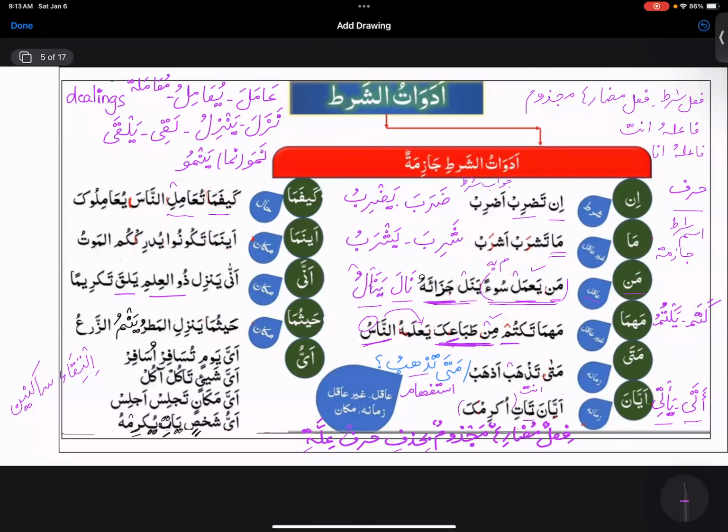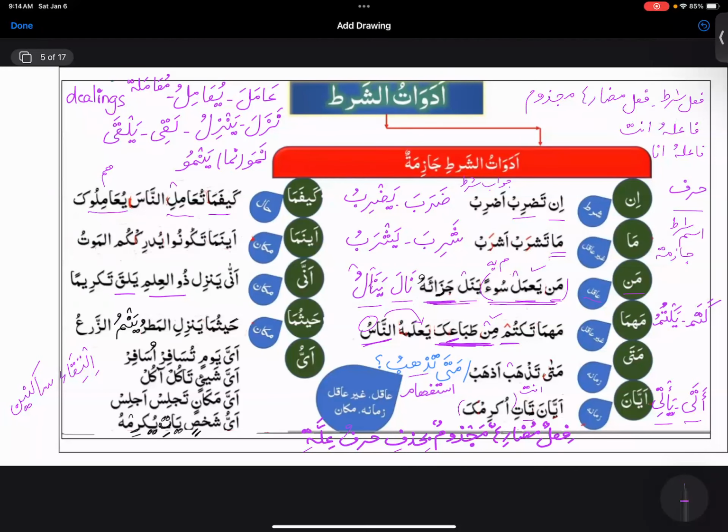Yu'āmilūka. They will deal with you. Here the noon is dropped. It is yu'āmilūna, but it becomes yu'āmilū, with the noon dropped. So this is basically jawāb ash-shart, and who is the fā'il in there? Hum. Okay, so they would deal with you in the same manner.